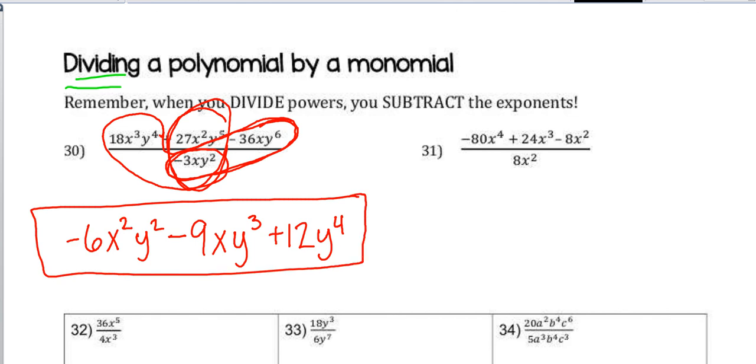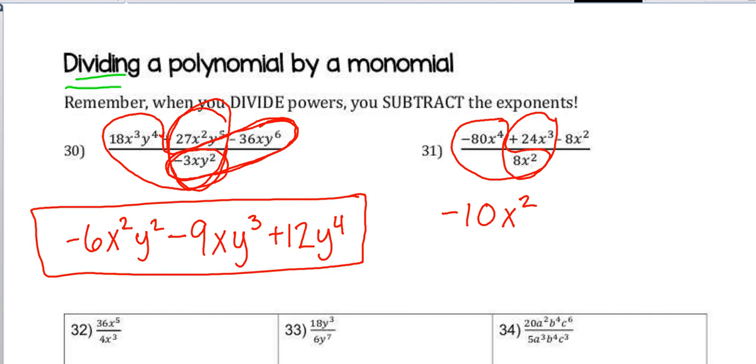Okay, so let's look at 31. We're going to do the exact same thing. And I always circle, or you can highlight, whatever you prefer. I always circle the ones that I'm doing so that it stands out to me and I can kind of ignore the others. So I have -80x to the 4th divided by 8x squared. So I have a -10x squared, subtracting those exponents, dividing those numbers.